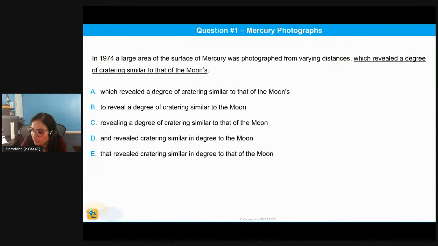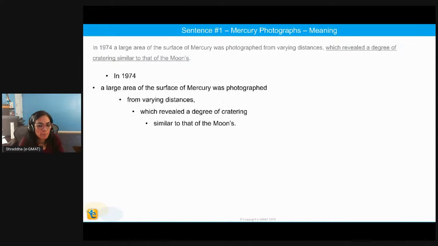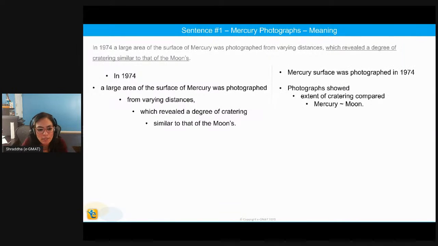So let's do that. This sentence talks about the surface of Mercury. What does it say? In 1974, a large area of the surface of Mercury was photographed from varying distances. Pretty easy to understand. Then it says, which revealed a degree of cratering similar to that of the moon.